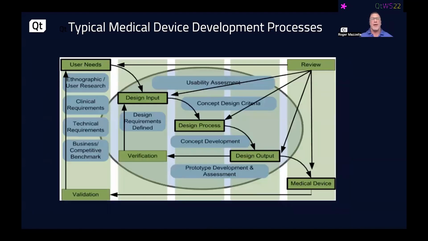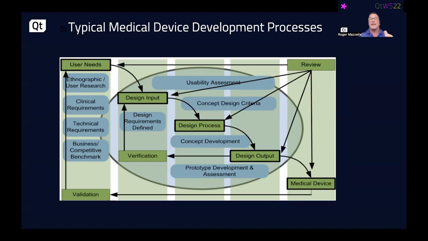And so when you look at the development process here, you can see that the green are all the inputs, or the tasks that these different groups are doing, from establishing what the user needs are to the design input and design processes, and this feedback or review. And then the blue are the things that are going to be created from these different tasks. You're going to have your ethnographic user research, your clinical requirements, your technical requirements. These are all the things that fall out of this development process, and these are the things that need to be created.